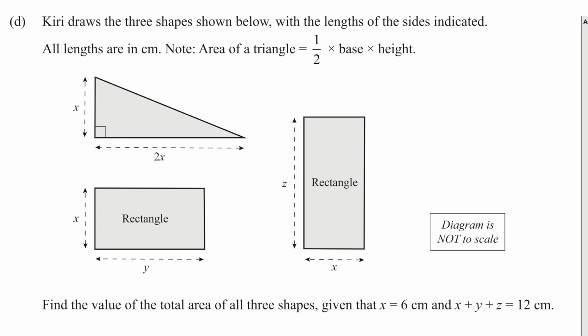Kitty draws 3 shapes. Wow, that is quite exciting. 2 rectangles and a triangle. Good stuff, good stuff. And we're given the side lengths, right, in terms of x, y, and z. Why Kitty is drawing these shapes, not too sure.